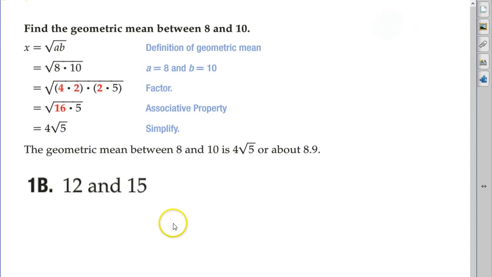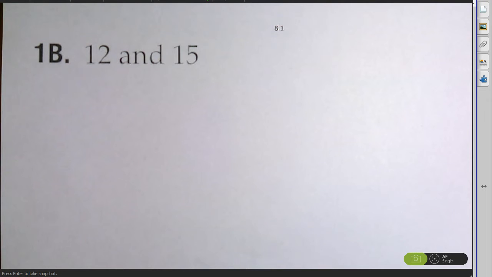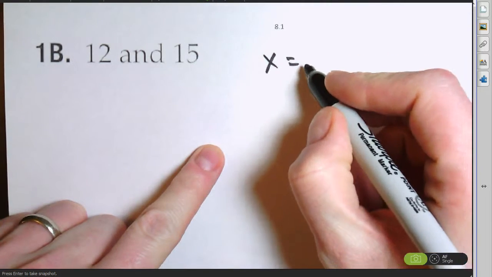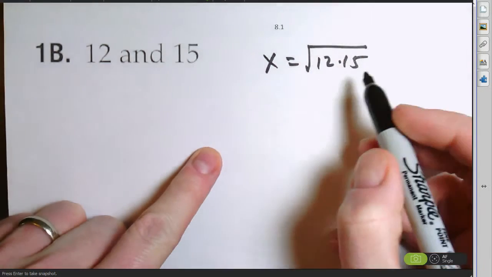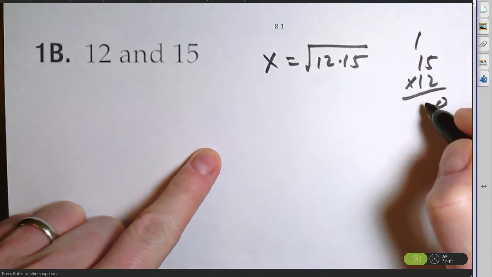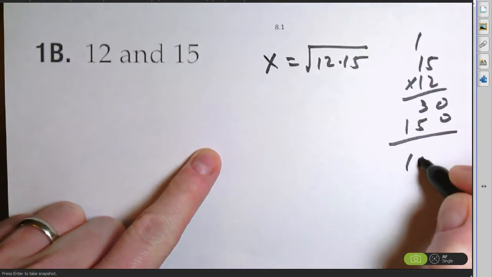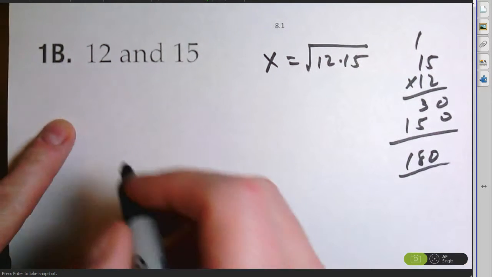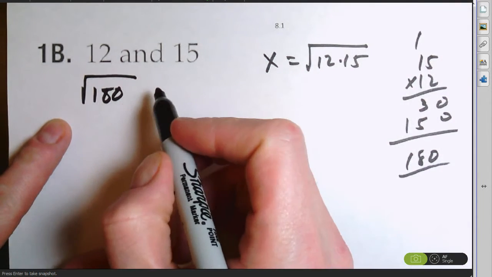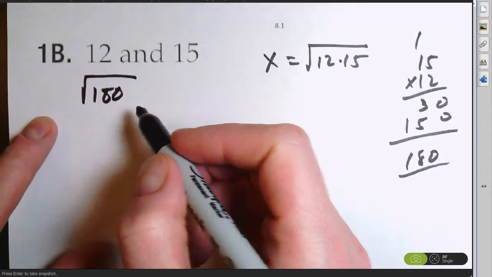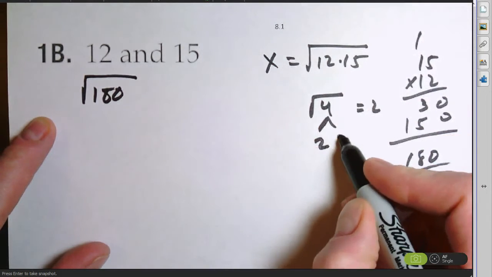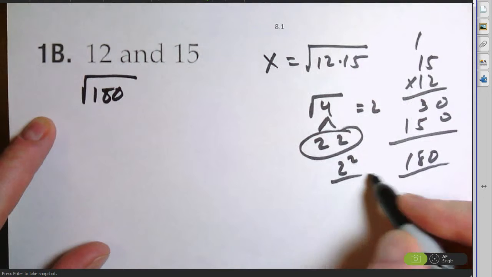Okay, so here we go: geometric mean of 12 and 15. The formula, again, is really easy. Take the two numbers, 15 and 12, multiply them together, and then simplify the radical. So 15 times 12 is 180. The unsimplified version is the square root of 180. The easiest way to do this, unless you really have these memorized, is realizing that in order for something to have a perfect square root, like 4, which is 2, that's because it's got two 2's, and two 2's are 2 squared.